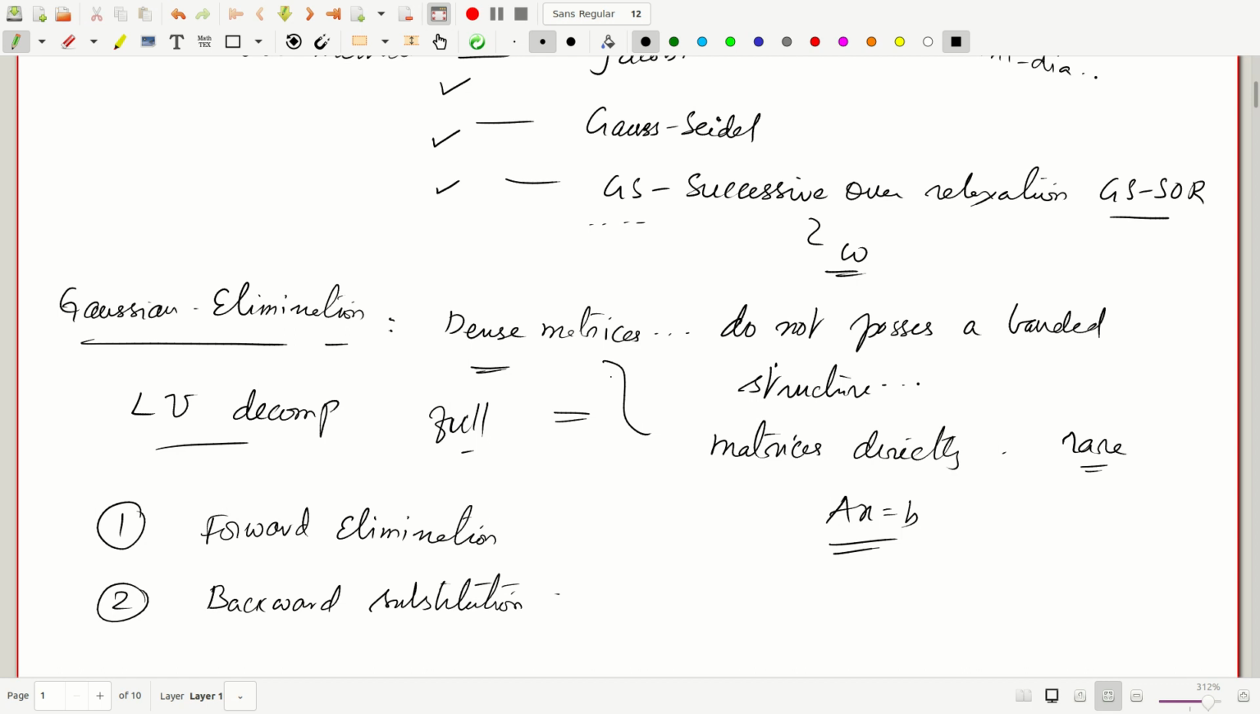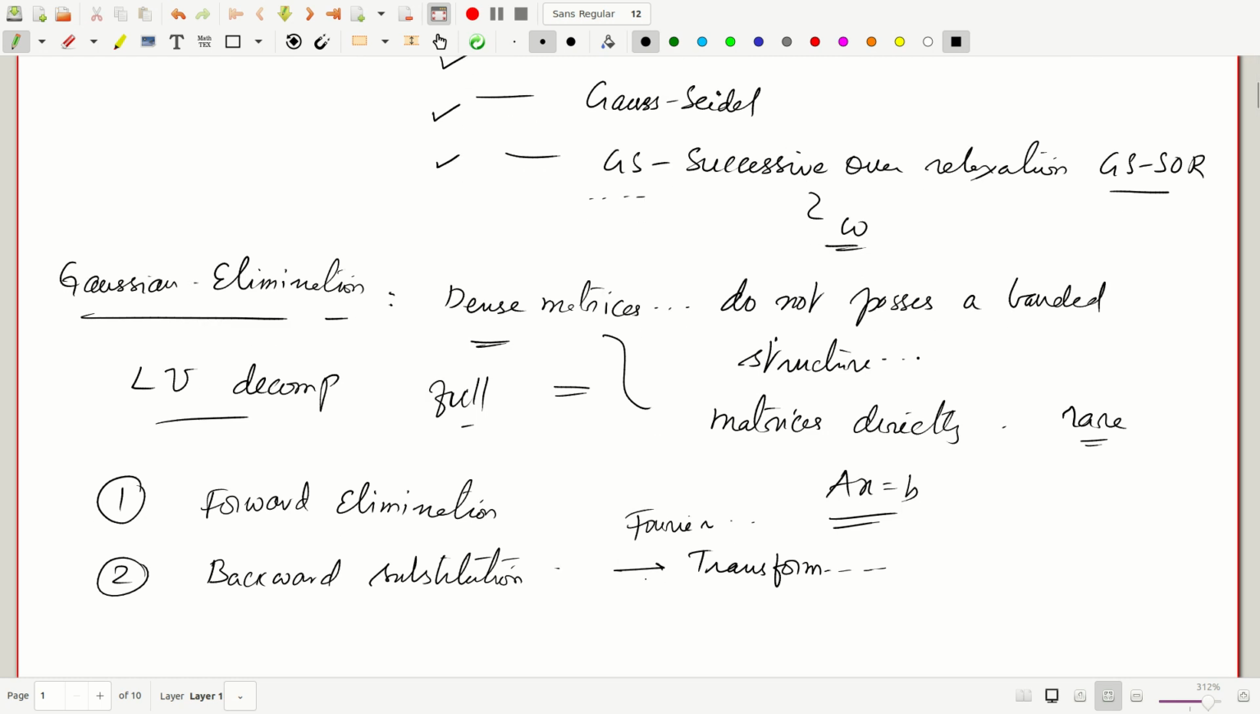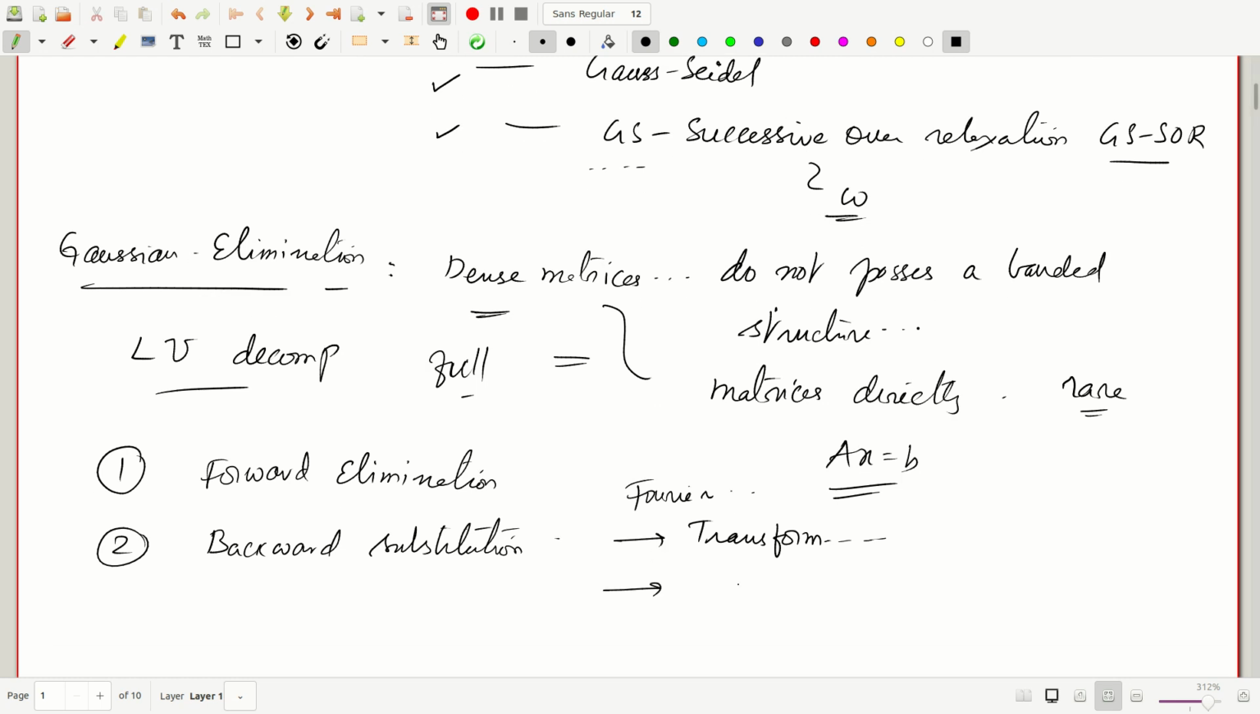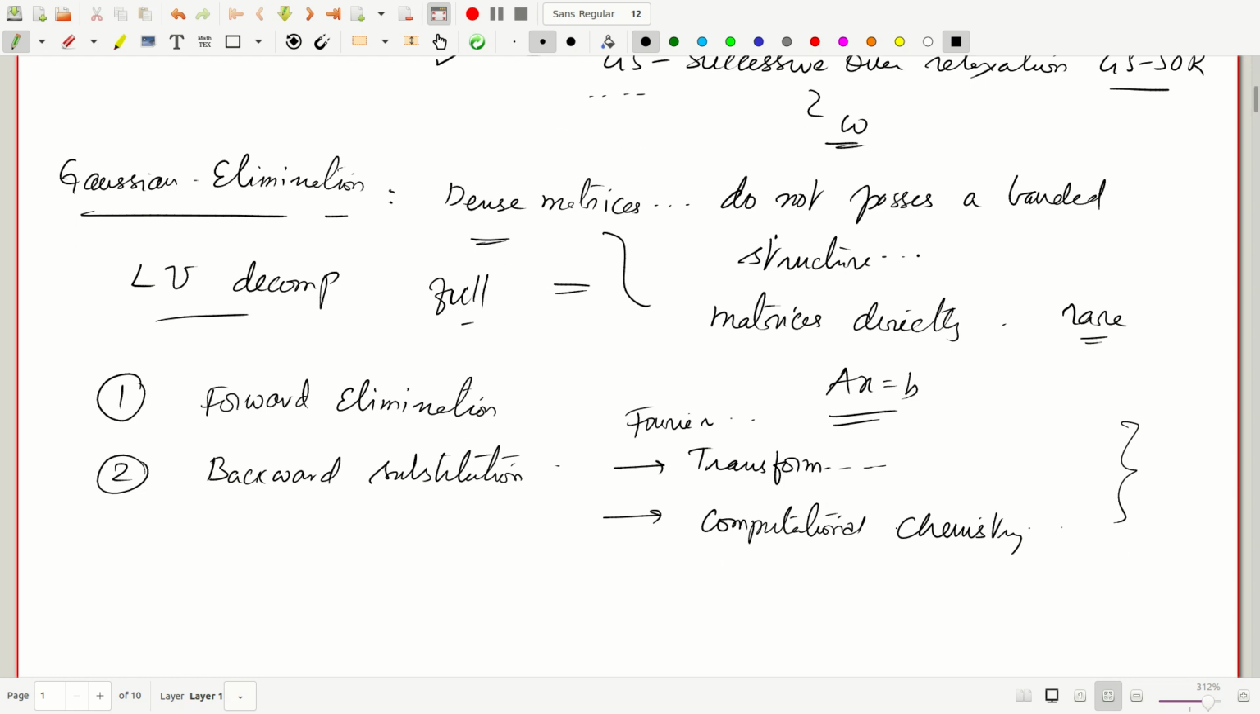There are a few exceptions. Those are, for example, if you have to calculate some kind of a transform of a signal or something in electrical engineering or even in fluid mechanics. If you have to calculate transforms, let's say something like Fourier transforms, you may have to work with the full matrices, and also some things in computational chemistry might call for working with full matrices. Otherwise there are not many instances, unfortunately, or fortunately, that you have to work with full matrices.